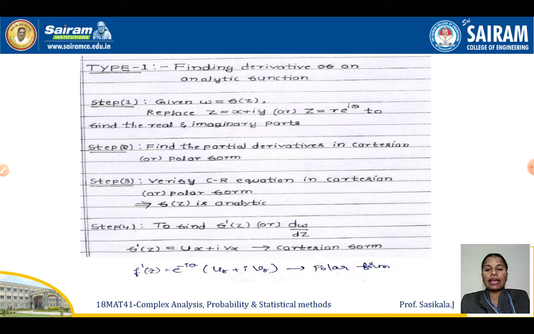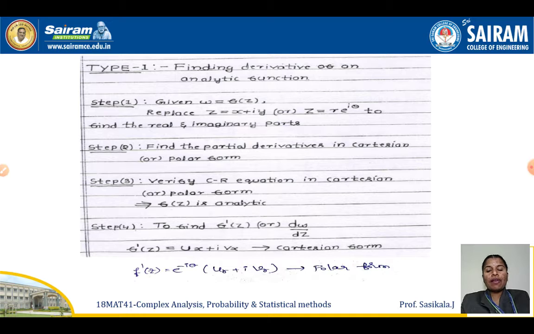The second step: find the partial derivatives in Cartesian or polar form. Suppose you are substituting in Cartesian form, get it in terms of dou u by dou x, dou u by dou y, dou v by dou x, and dou v by dou y. If it is in polar form, find u and v with respect to r and theta: dou u by dou r, dou u by dou theta, and similarly dou v by dou r, dou v by dou theta.